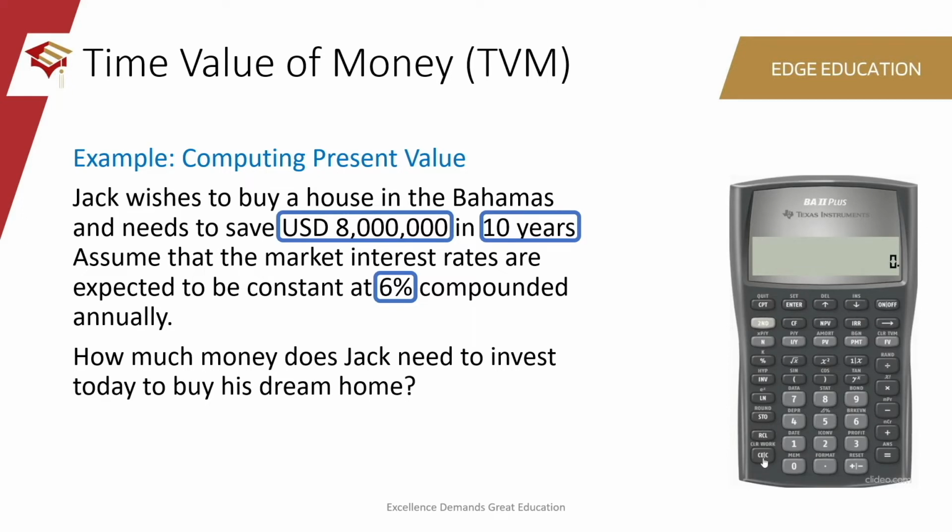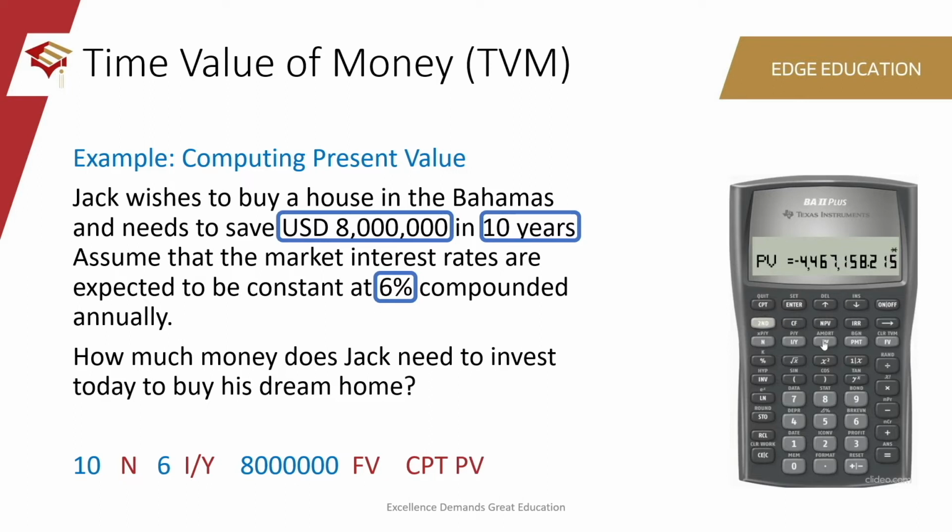But before we begin, remember to clear your calculator memory. To do this, you press second, the yellow button, and CLR TVM, which is the FV button. Now, we begin with typing in 10. You will assign it to N. Then you will type 6. Press the I/Y button. Then you will type 8 million. You will press the future value button. And then you will press compute, CPT, and present value.